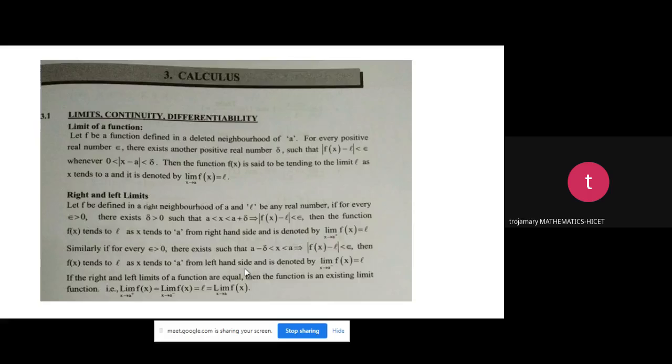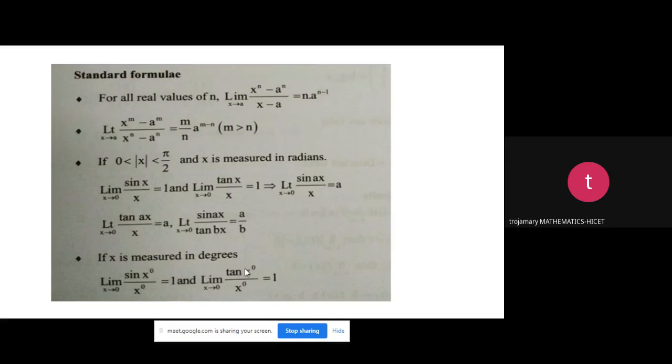Next, these are all the standard formulas. This slide is very important. For all real values of n, limit x tends to a of x power n minus a power n by x minus a equals n into a power n minus 1. Now limit x tends to a of x power m minus a power m by x power n minus a power n equals m by n a power m minus n.